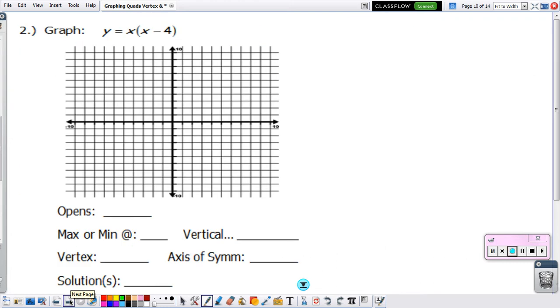Let's try another one. This is an intercept form. It is a factored form. So since it's an intercept form, to find the vertex we first need to find the solutions or the zeros or the intercepts. So here we have x equals 0 and x equals 4. We're going to take the average of them, or simply add them up and divide by 2. That'll give me 2.